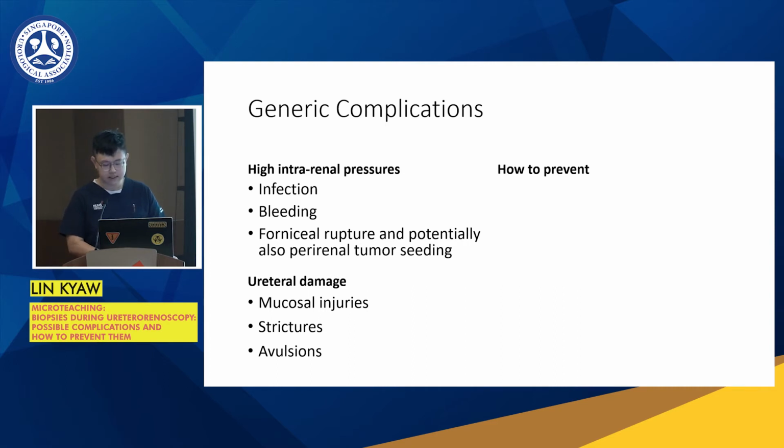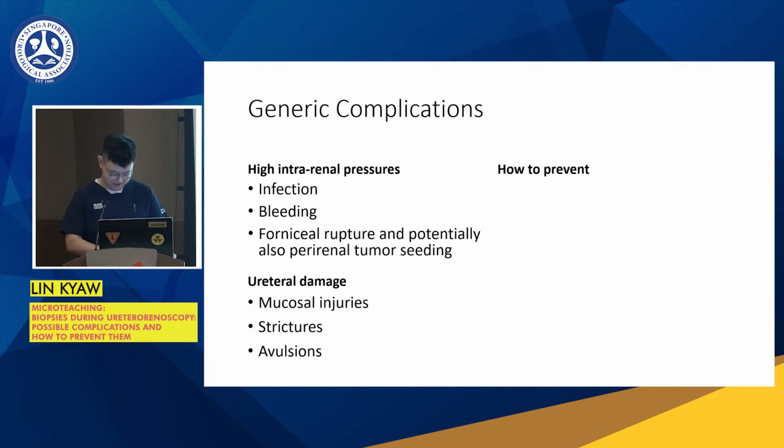Generic complications are essentially all the complications that are related to a flexible URS. This includes, first of all, high intrarenal pressures, which we all know can cause infection as well as bleeding. Extremely high intrarenal pressures can even lead to fornical ruptures, and in the context of malignancy can potentially cause perirenal tumoral spread. The other thing is the possibility of physical damage to the ureter during this URS, which can cause mucosal injuries, subsequent strictures, and of course, every urologist's nightmare, the ureteric avulsion, career ending.